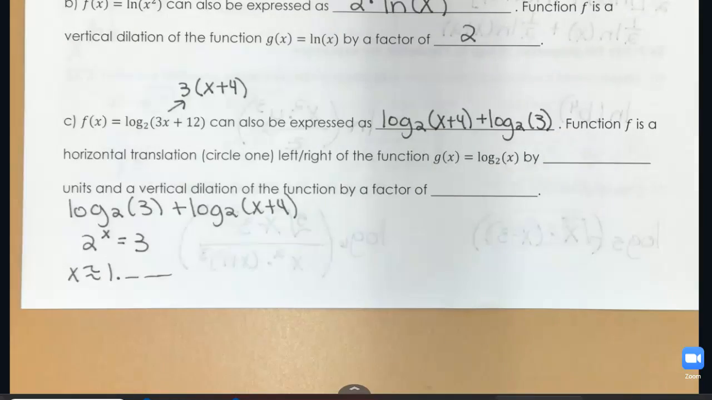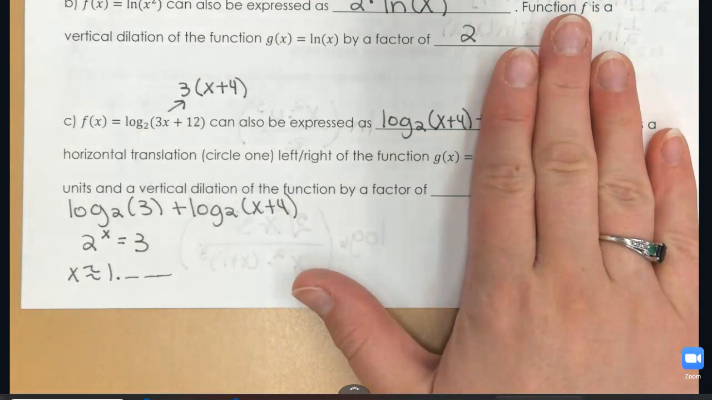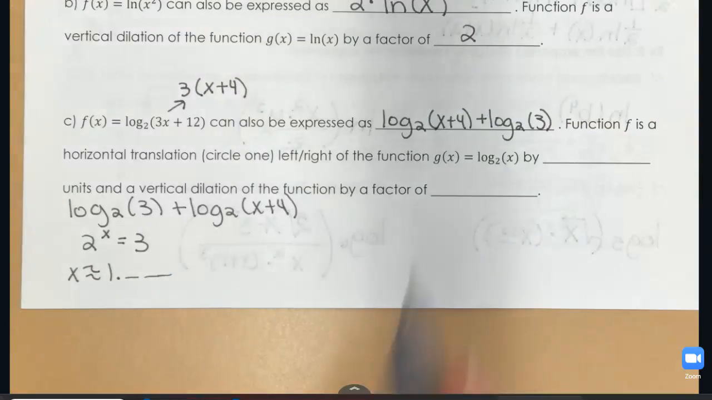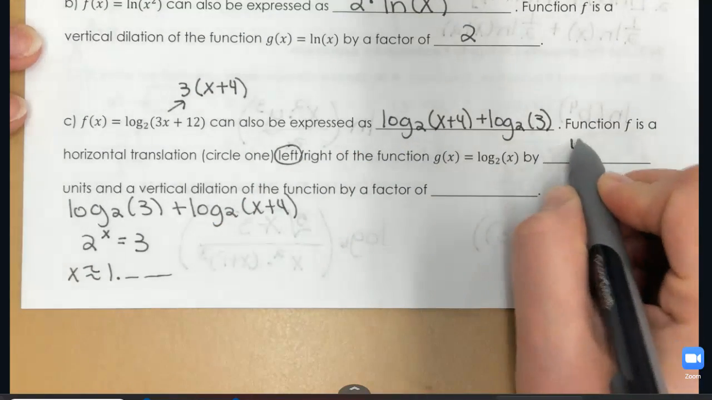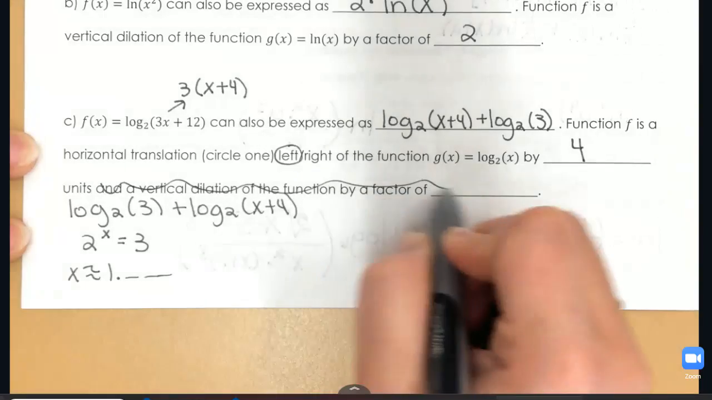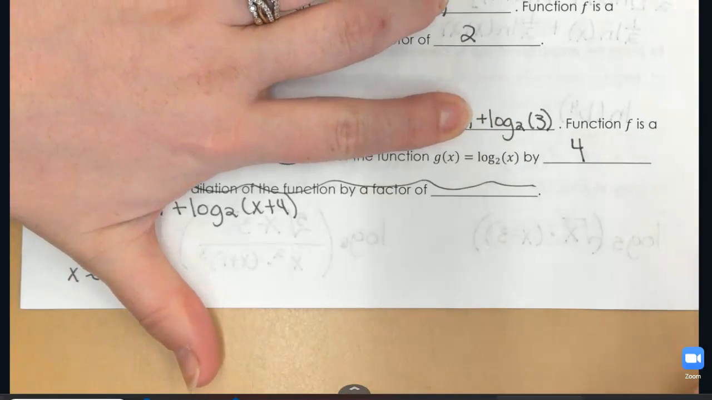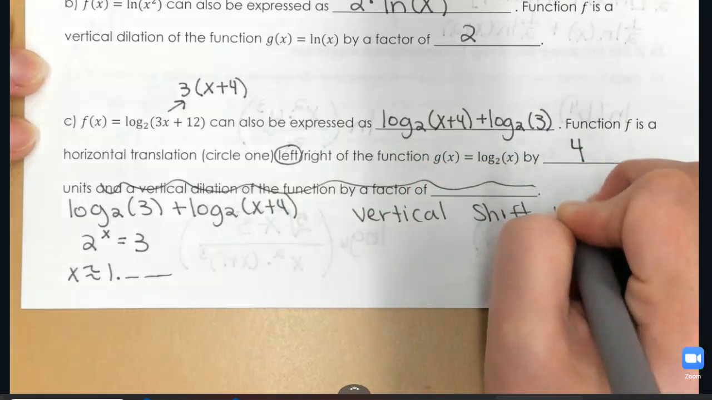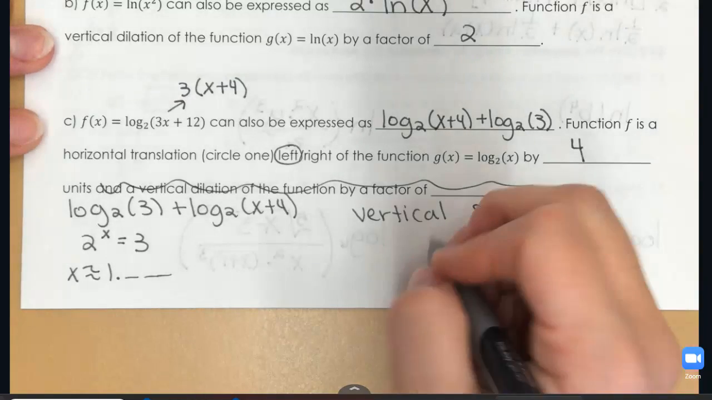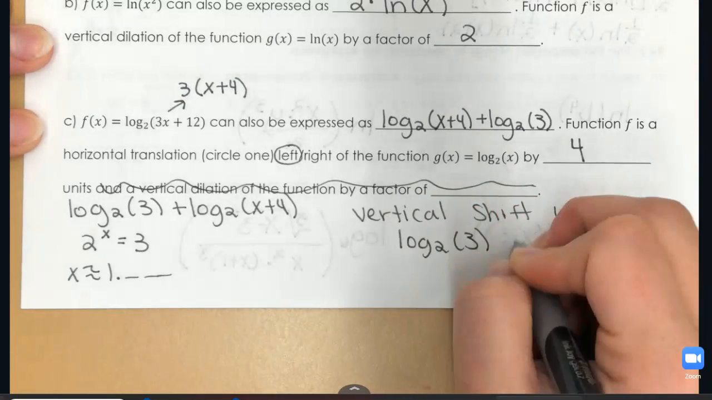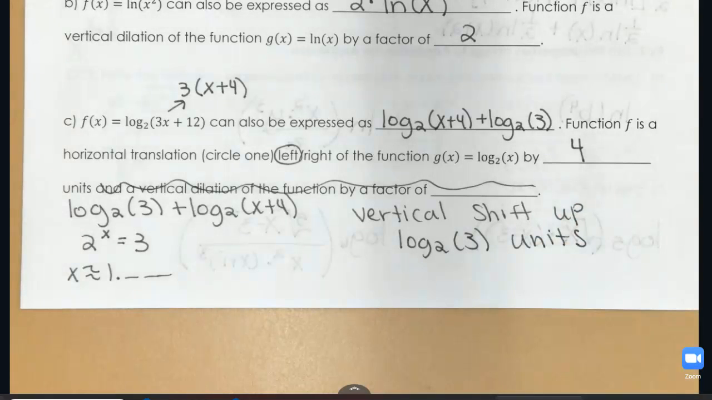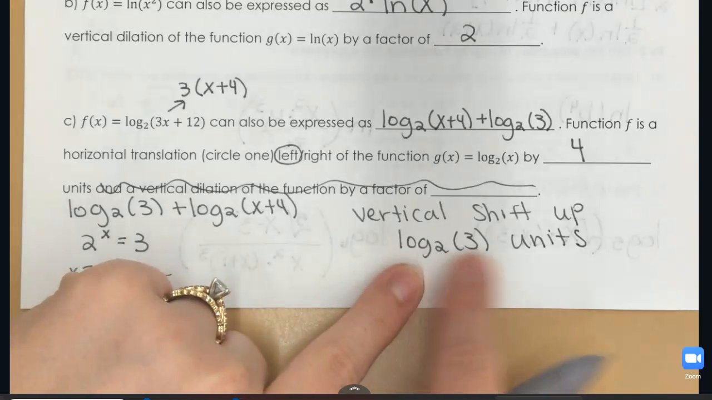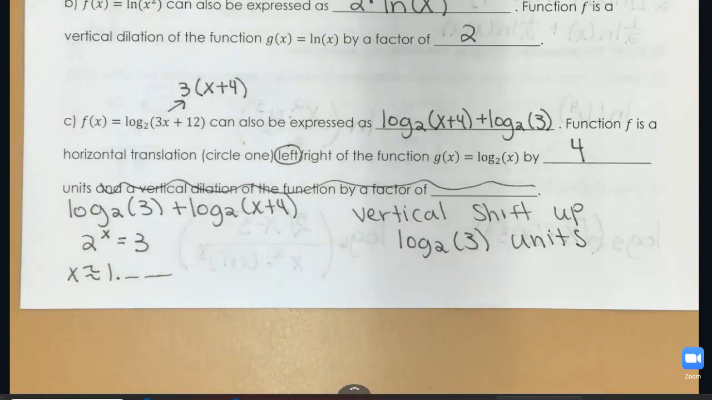So if I'm comparing this to my parent function, starting with just the x plus 4, well, that tells me that I am horizontally shifting to the left 4 units. And this is a typo. It's not a vertical dilation. By adding this, this means that I am applying a vertical shift up whatever this value is, 1 point something units. So whatever log base 2 of 3 units would be. So it's great if it works out to be a whole number. We can say exactly how much it's being shifted, but if not, we would just leave it exactly in log form to be precise. And that wraps up our log property notes.